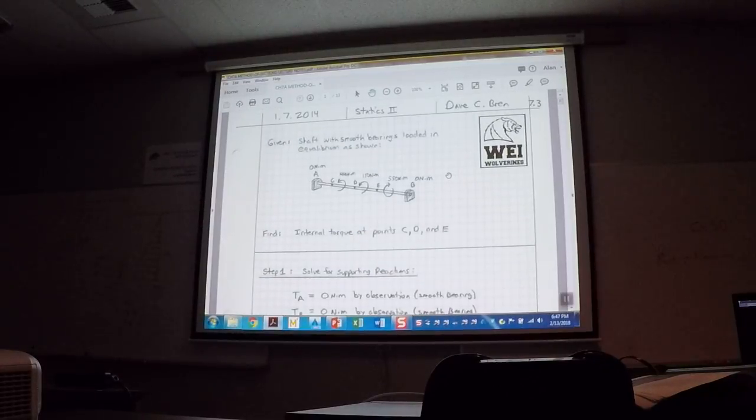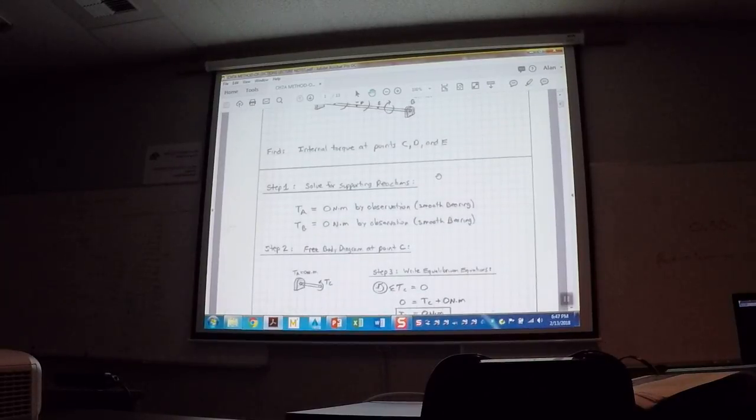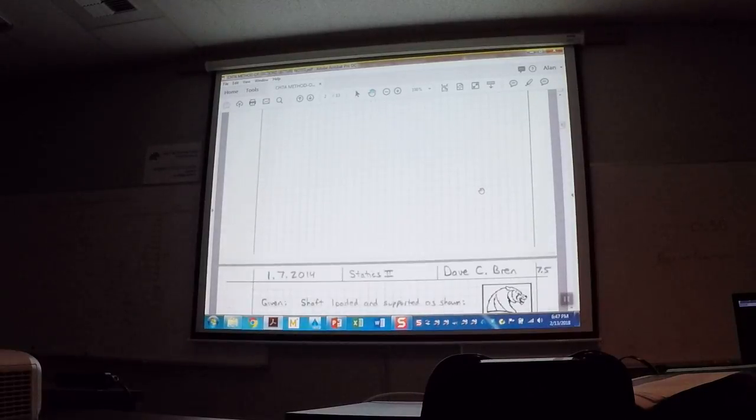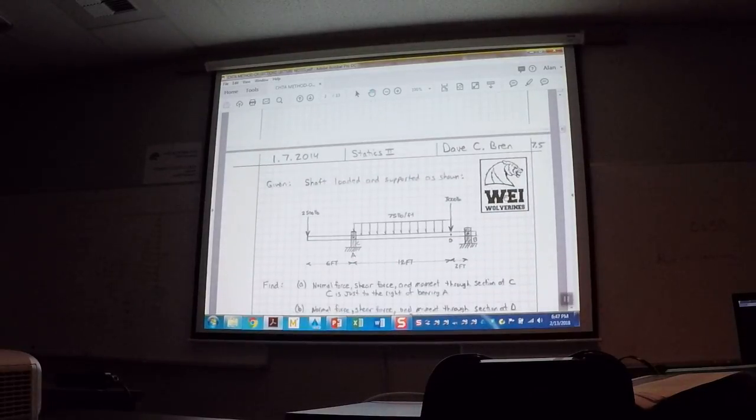So what's the internal torque at C, D, and E? That's what we solved by taking the method of sections and realizing, just like me and Jeannie were talking about, that we can just isolate and look at just the half or the other half. And it has to be in static equilibrium, just the half.